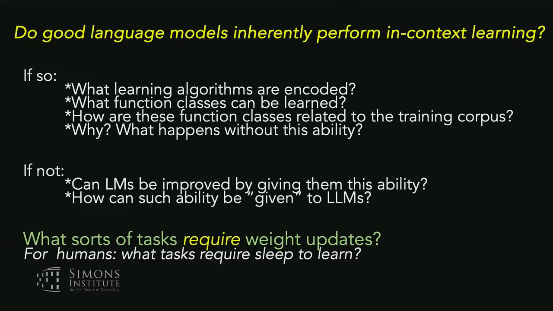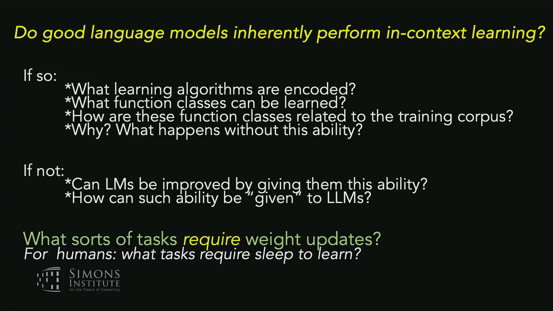The analog for humans is probably the question of, what tasks require sleep to learn? Broadly speaking, your brain doesn't change synapse strengths that much during the daytime. You can remember things and so on, but at night is when synapse strengths maybe change and memories are consolidated. There's a huge volume of work in the cog sci and psych literatures looking at what sorts of tasks benefit from sleep, and what goes on is very complicated. There are lots of different things that happen.